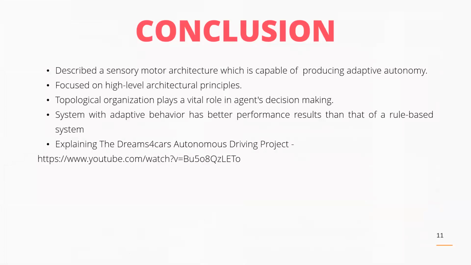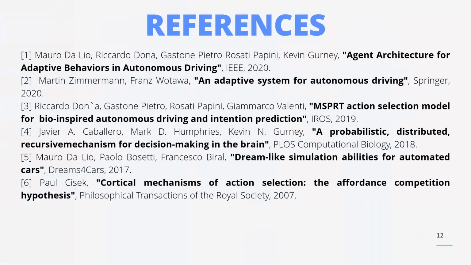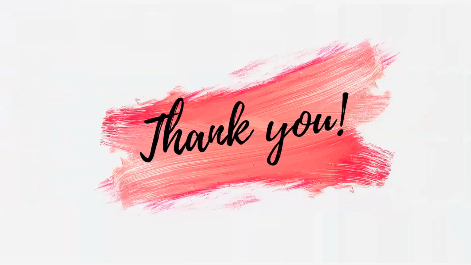Coming to the conclusion, to sum up, we went through the sensory motor architecture based on a few biologically inspired principles, which is capable of producing adaptive autonomy while incorporating logical criteria. The advantage of using this agent's architecture is that it yields better decisions as it is based on adaptive behavior. To have a better understanding of the project, you can go through this YouTube link. And these are the references that I went through to understand the concept better. Thank you for your attention.